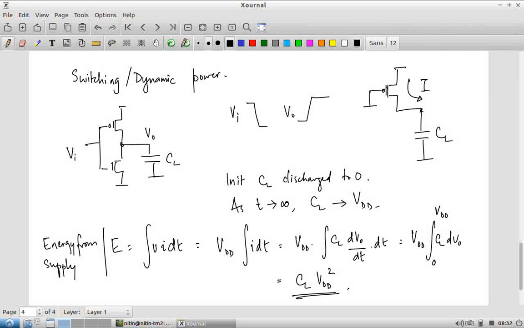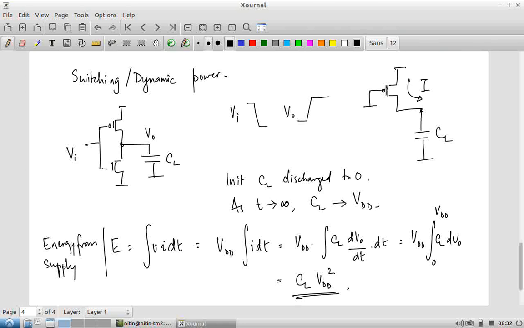So, what we are saying is, out of the CL into VDD squared, which was pulled out of the supply, half CL into VDD squared is now sitting on the capacitor. What happened to the other half? That has been dissipated as heat in the PMOS transistor. So that essentially was the power loss.